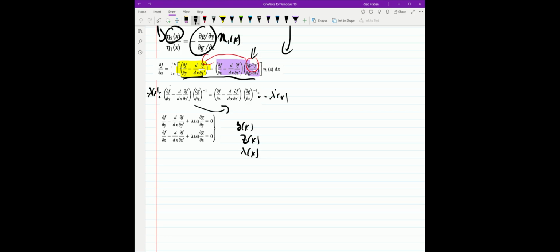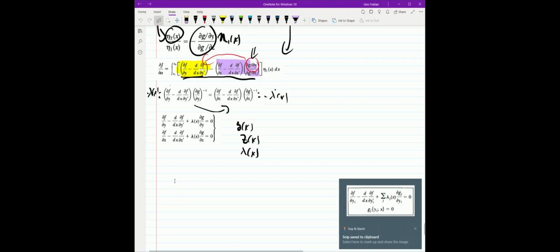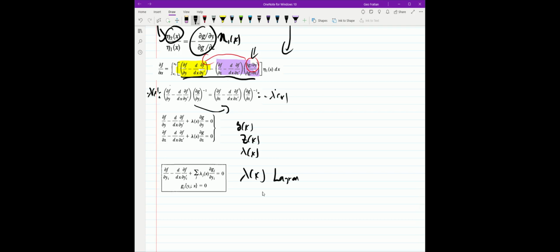which basically allows us to set up the following set of equations, where lambda of x is known as the Lagrange undetermined multiplier. Okay.